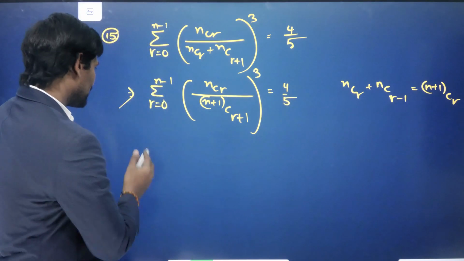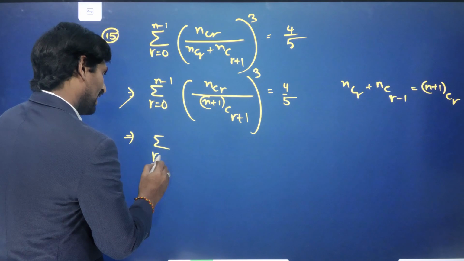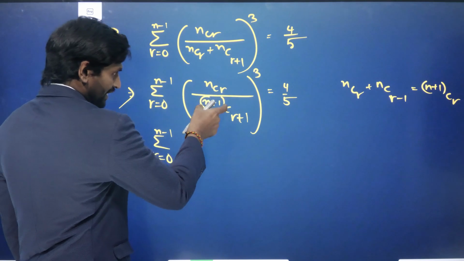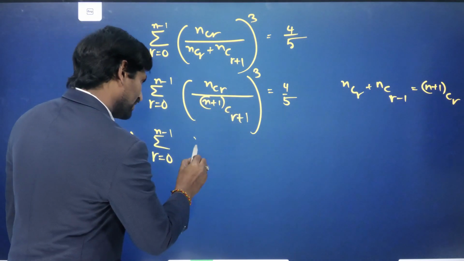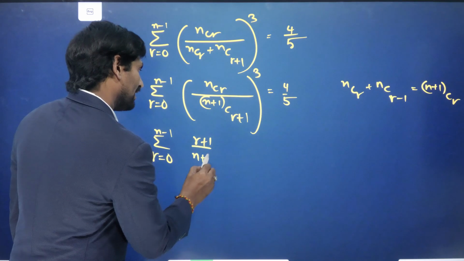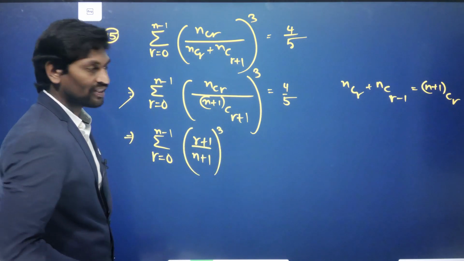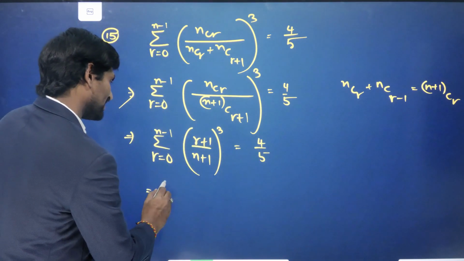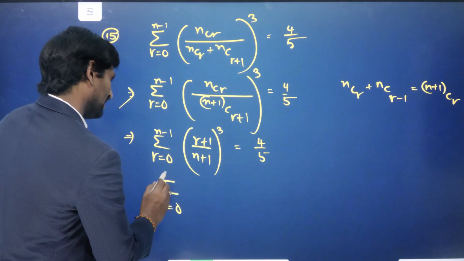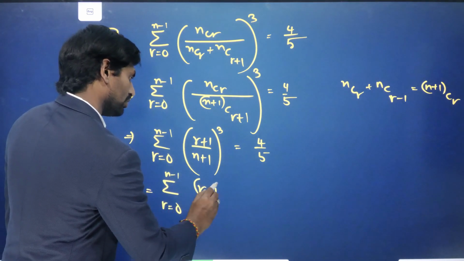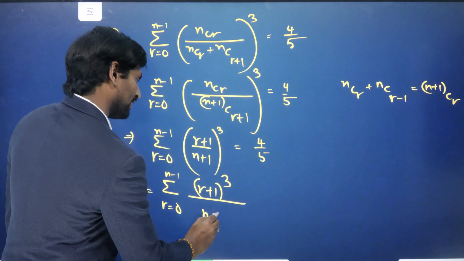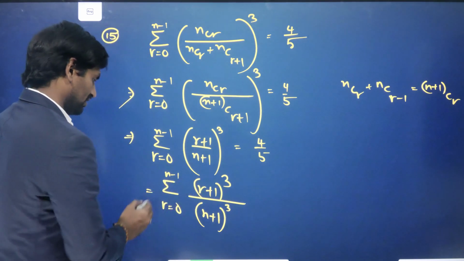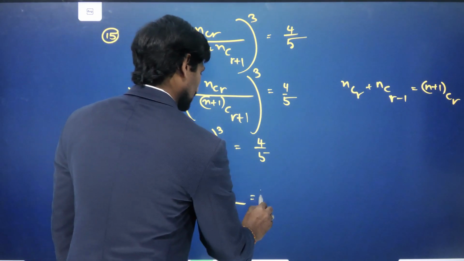Okay, next one, that implies the sum over r equals 0 to n minus 1 of nCr by (n minus 1)C(r minus 1), which is the formula of (r plus 1) by (n plus 1) whole cube, that is equal to 4 by 5. Now I am just applying the power separately, that means (r plus 1) whole cube by (n plus 1) whole cube. Whenever you see the r value, you can substitute 0 here, but not in n. That is equal to 4 by 5.